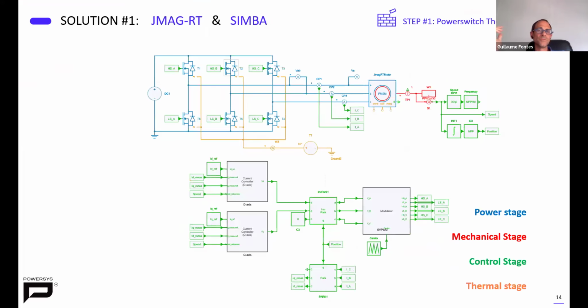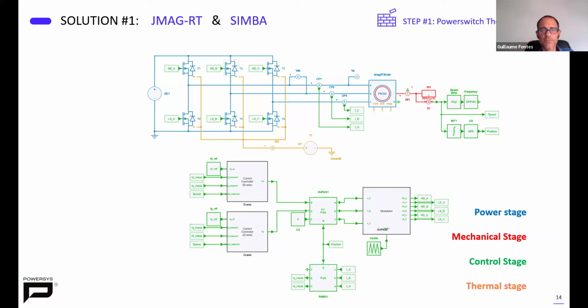Okay, so for the first step of this first solution, here is the complete design built in SIMBA. You can see that in blue, we've got the power stage with the inverter and its motor. In yellow or orange, it's the thermal stage connected to all the power switches. In green, this is the control stage. You can see here a DQ control to apply a Q axis reference of the currents, that is to say, the torque. And the speed is imposed in the mechanical stage, which is in red here.